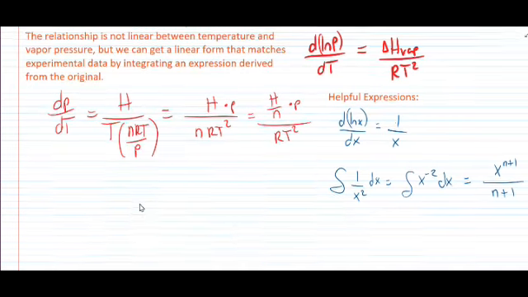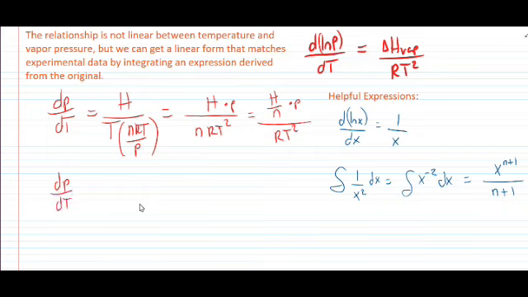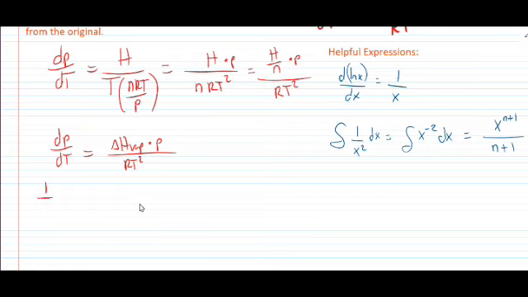So now I can say that dP/dT equals the molar heat of vaporization times pressure over RT squared. And I can divide both sides by pressure, and say that 1 over P times dP/dT is equal to delta H of vaporization over RT squared. So I'm getting there. I've got this right-hand side looking somewhat useful to me at the moment.